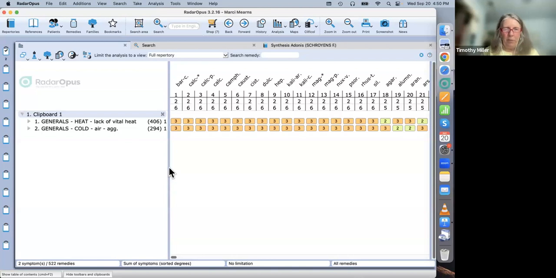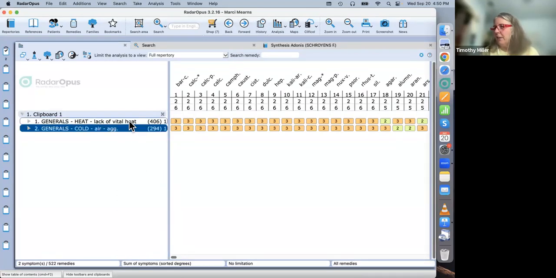Now, what is the problem here? If I look down on the lower left-hand side, I've got 2 symptoms and 522 remedies to consider. Well, if you remember what she said, it should be strongly marked in the rubric. So here's the first thing I'm going to do. I'm going to make these into one rubric.